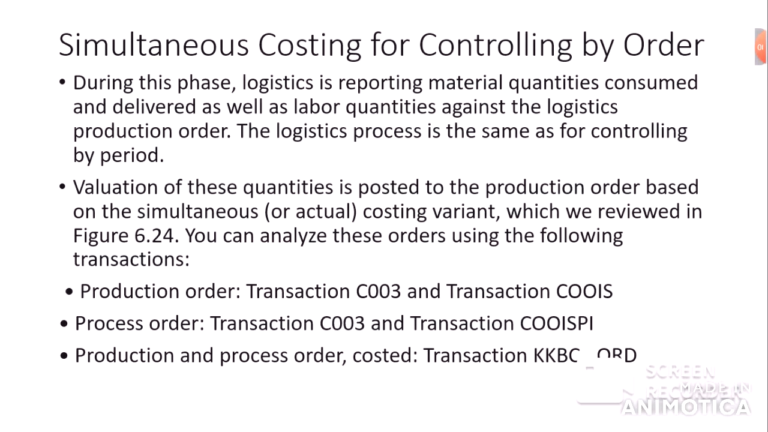So, simultaneous costing for controlling by order. During this phase, logistics is reporting material quantities consumed and delivered as well as labor quantities against the logistics production order. The logistic process is the same as for controlling by period. Valuation of these quantities is posted to the production order based on the simultaneous or actual costing variant, which we reviewed in figure 6.24.